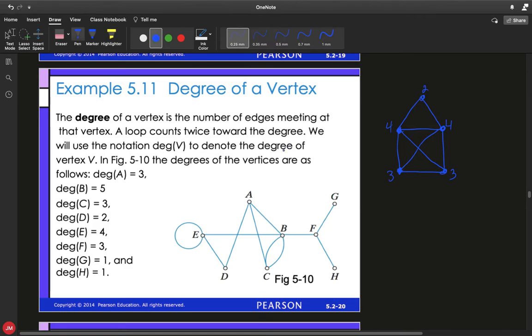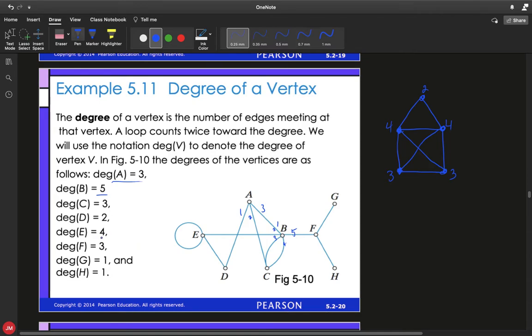So let's take a look at the degree for some of the vertices in our graph right here. For degree of A, it says that that is 3. That's because you have 1, 2, 3 edges coming out of it. For the degree of B, we say that's a 5 because for B we've got 1, 2, 3, 4, and 5 edges coming out of it. Notice that the two edges from B to C do count for 2.